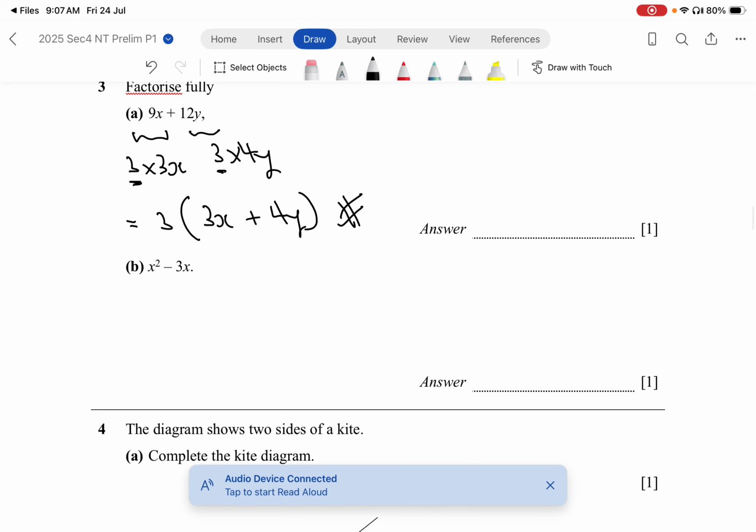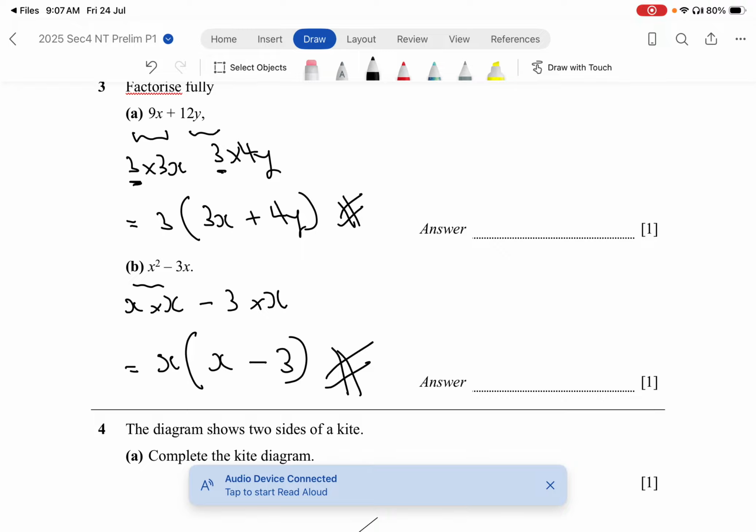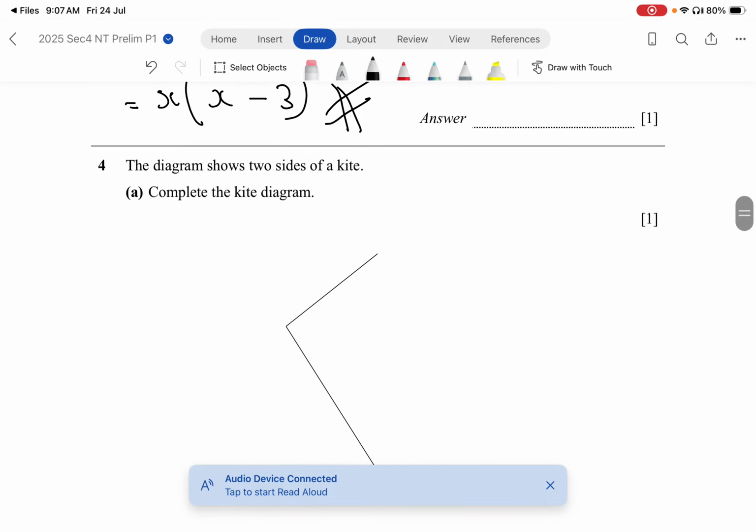x squared minus 3x. This is x times x. 3x is 3 times x. The common factor is x. Take out common factor, left x(x - 3). That's my answer. Okay, for this part.